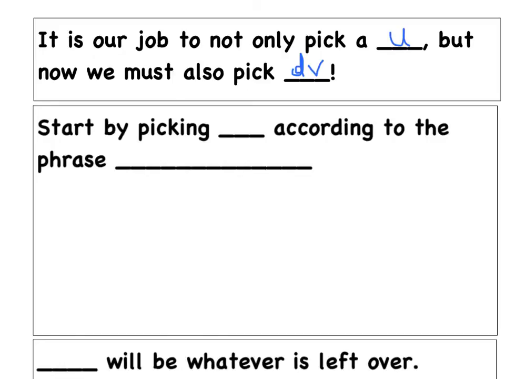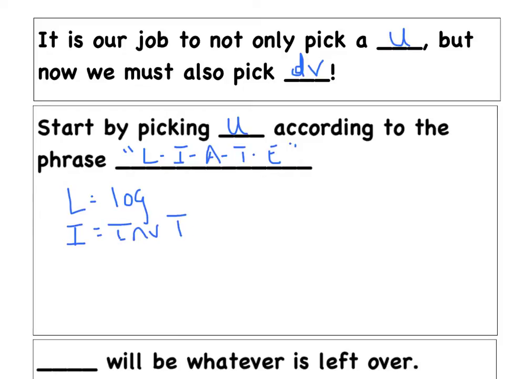Alright, now here's probably the most useful thing. We're going to start by picking a U. That's what we're going to start with, according to the phrase LIATE. So this little acronym or mnemonic, whatever you want to call it, is going to help us determine how to pick our U. And it goes in this order. Start by looking for an L, or a logarithmic function. If you have a logarithmic function, boom, that's your U, go with it. Now, if you don't have a logarithmic, look for an I, which stands for inverse trig. And there you go. So if you see like arcsine or arctangent, bang, that's your U.